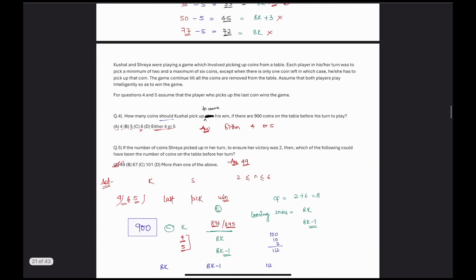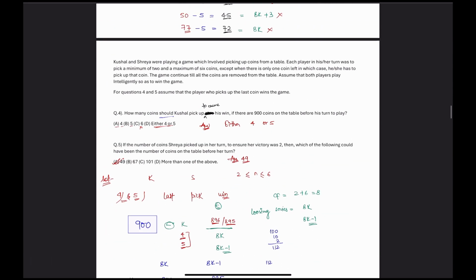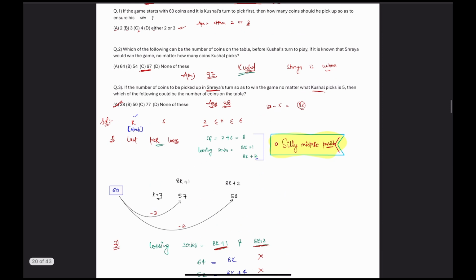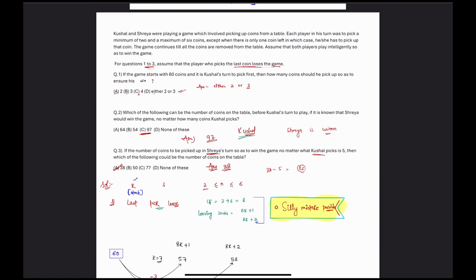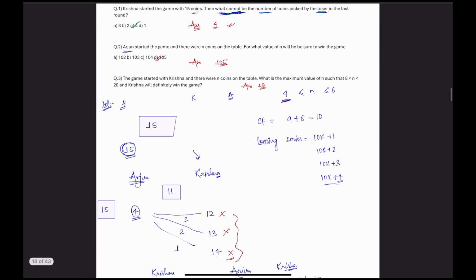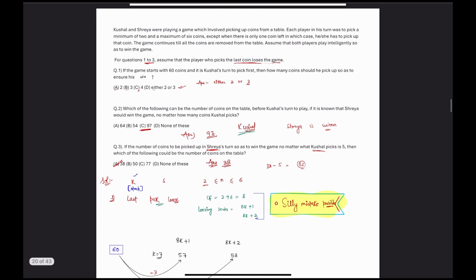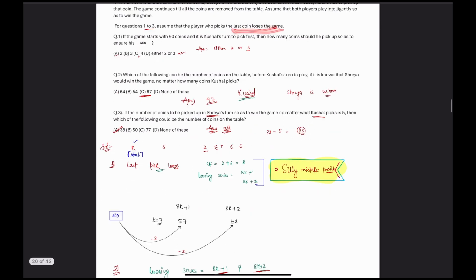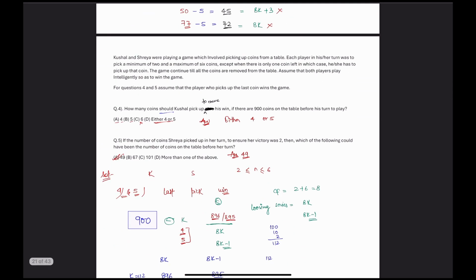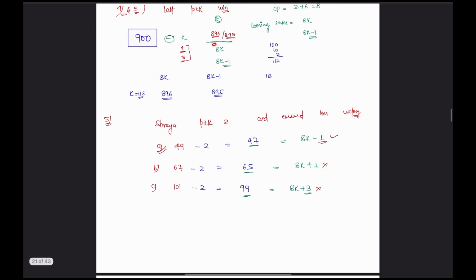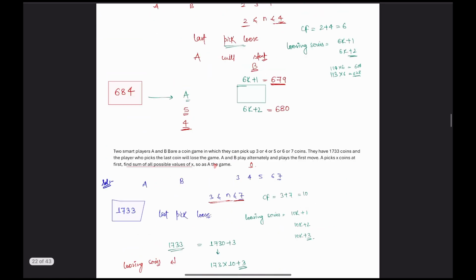Okay, moving on to the next one. I suppose both are the same question, 1 2 3, 1 2 3. Oh no, different questions. Yeah, this is what we did in the first one, that is a different one. Then this set came. In this set, the first 3 questions are last pick lose, and then in the continuation of the same set, questions number 4 and 5 were last coin wins the game. So it must be 8k and 8k minus 1, correct.